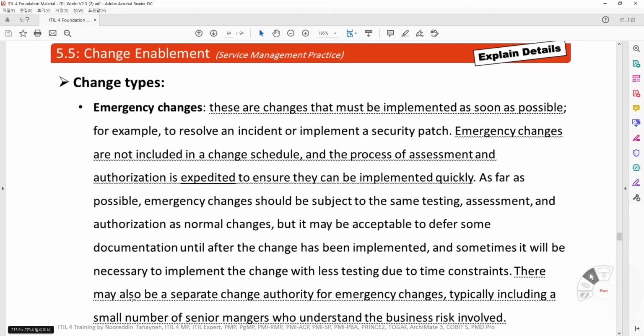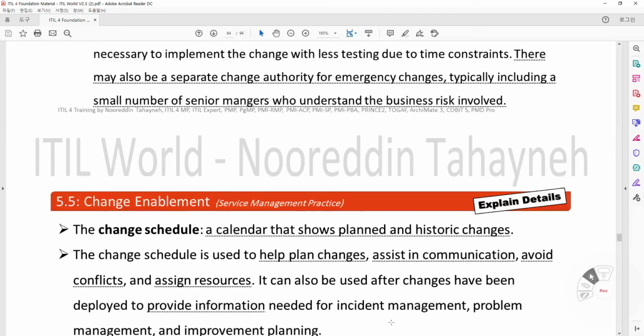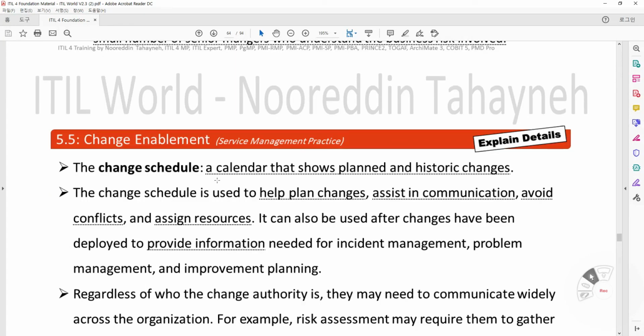There may also be a separate change authority for emergency changes, typically including a small number of senior managers who understand the business risk involved. The change schedule: a calendar that shows planned and historic changes. The change schedule is used to help plan changes, assist in communication, avoid conflict, and assign resources. It can also be used after changes have been deployed to provide information needed for incident management, problem management, and improvement planning.